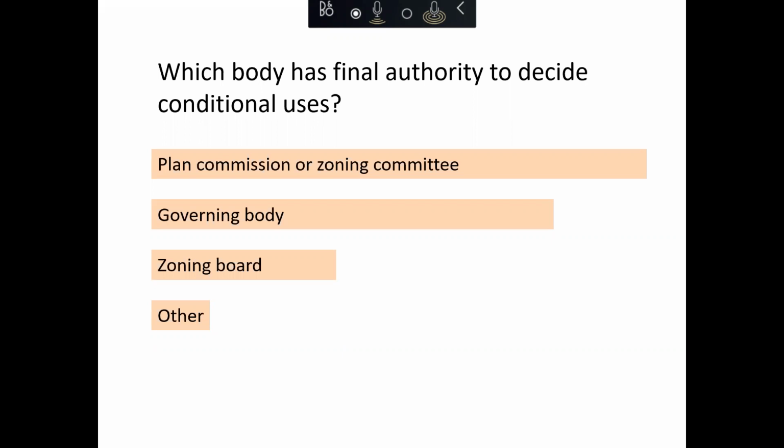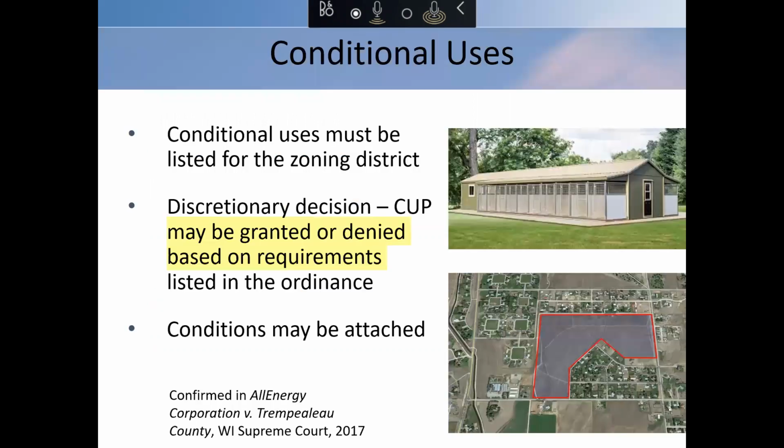The most common body was the Plan Commission or Zoning Committee, and next was the governing body, and third was the Zoning Board. Okay, so just real brief on conditional uses. They have to be listed for the zoning district. It's a discretionary decision. The CUP may be granted or denied based on the requirements listed in the local ordinance, and conditions may be attached.